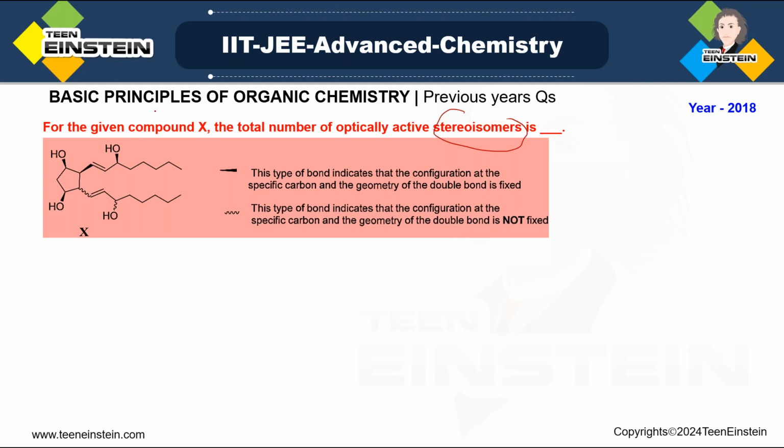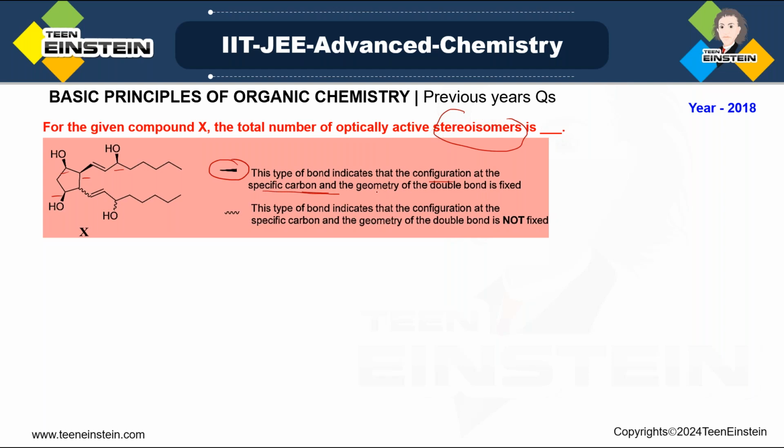Now in this molecule, two pieces of information are given. For this type of bond, it means the configuration at the specific carbon. That means this carbon, this carbon, this and this. These four positions have this type of bond. It means the configuration at the specific carbon is fixed. That means here the chiral center is fixed. It is not that it will be either R or S. It is not a mixture of R and S.